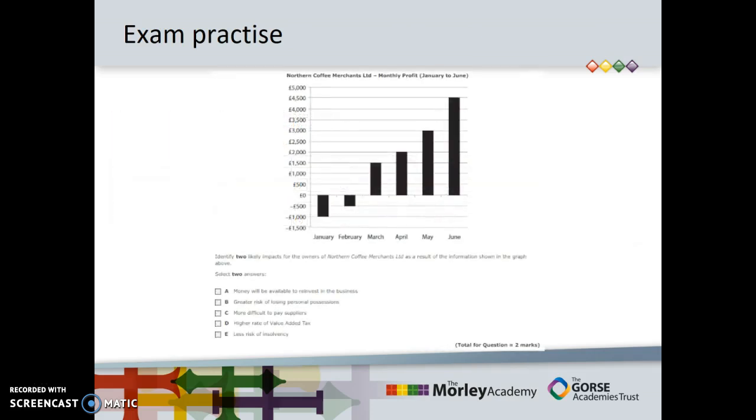This is another way that they could look at profit. They've done it before where they represented it as a graph, and they then asked you to provide some information about the graph. So if you have a look at the graph, and then we'll see what the answers are which are correct for this one.